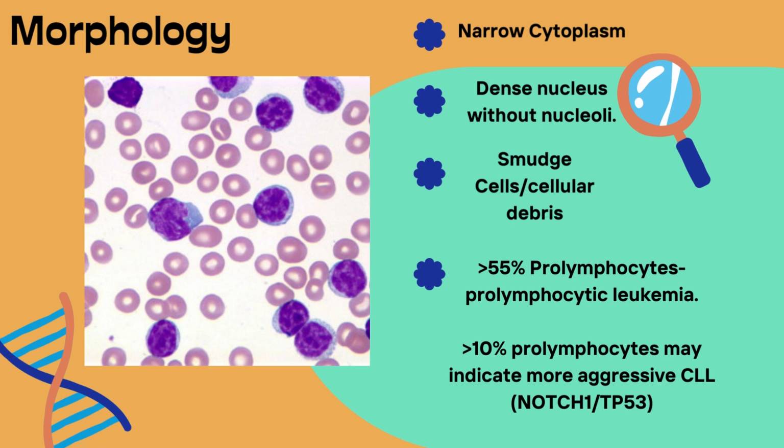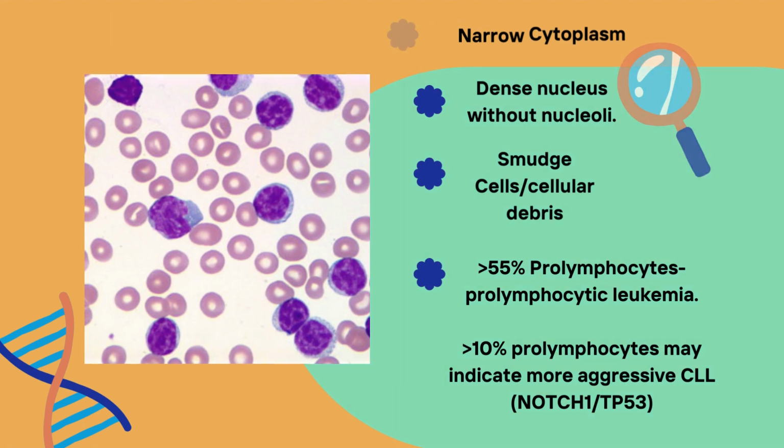and if you have more than 55% of prolymphocytes with nucleoli, this would favour a prolymphocytic leukemia diagnosis. However, this remains difficult to comprehend as it's solely based on morphological criteria and there are no discernible immunological or genetic markers to identify. A significant proportion of circulating prolymphocytes of more than 10% seems to indicate a more aggressive form of CLL with NOTCH1 genetic changes or TP53 aberrations.